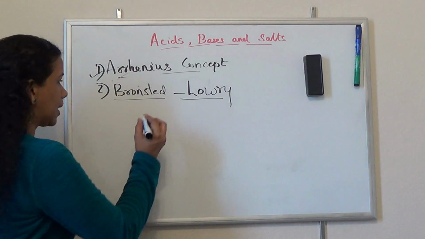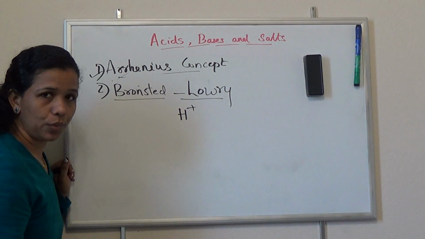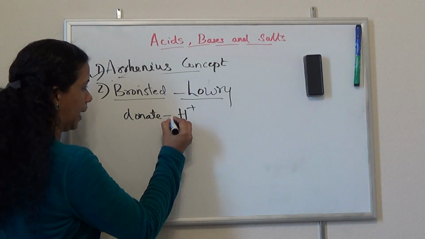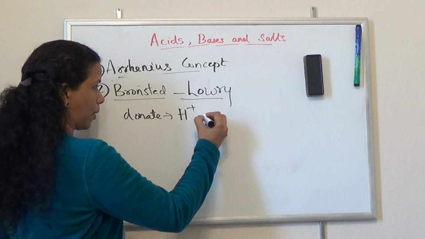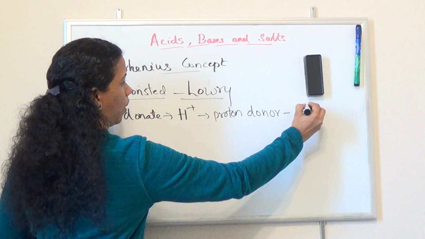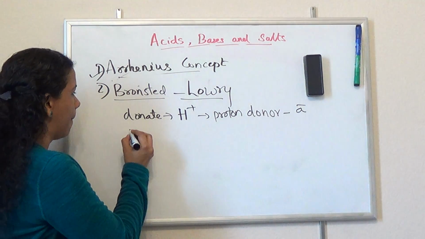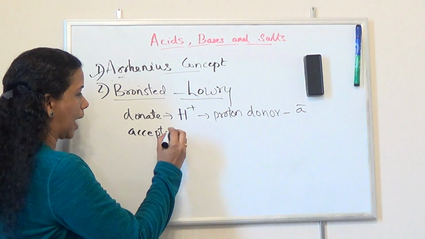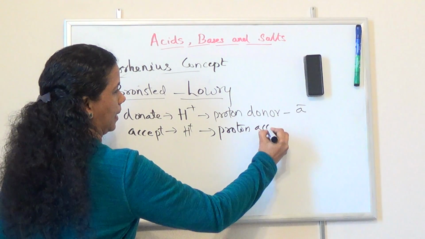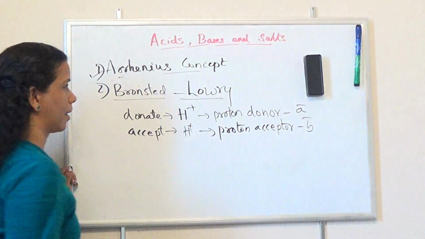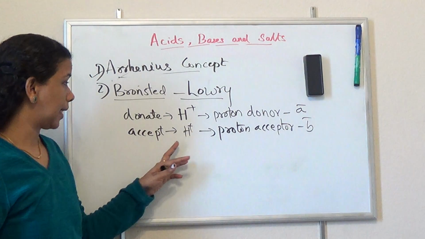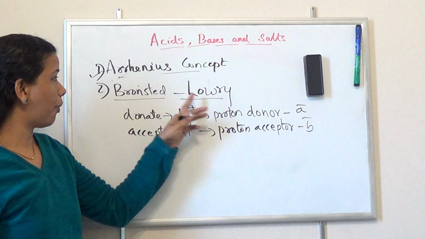According to them, acids are substances which can donate, which can give, which can release one H plus ion. We know that H plus ions contain only protons, so they are called protons. So acids are proton donors according to Bronsted and Lowry, and bases are substances which can accept H plus ions. They are proton acceptors. If a compound can give H plus ion, that is an acid. If a compound can accept an H plus ion, that is called a base according to Lowry and Bronsted.